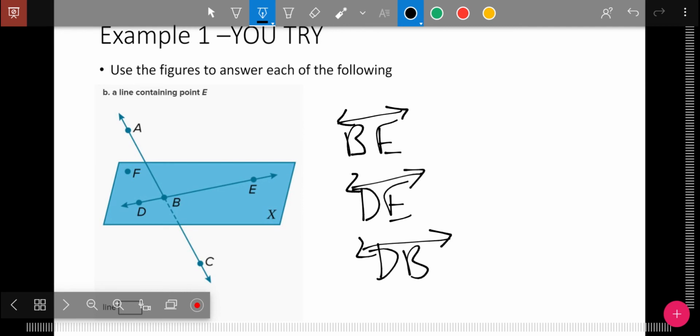If you write it out, though, make sure you have this symbol above it. It can't just be BE. Notice also I'm talking about one line, so no comma between the points. This is BE as in one line, line BE. So no comma between the points.